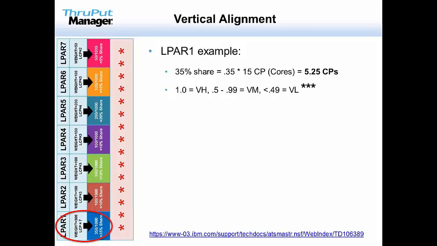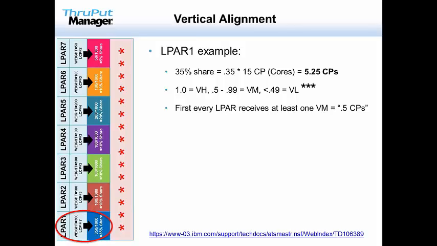Now, there's a couple little rules here. I've got an asterisk beside this, which I'll point you to the link at the bottom of the page and talk about that exception in a moment. But essentially, 1.0 is a full processor, or what we'll call a vertical high. Between 0.5 and 0.99, that's less than a full whole processor. We call that a vertical medium, and 0.49 and lower, you're going to get a vertical low. How does this break down in this example?